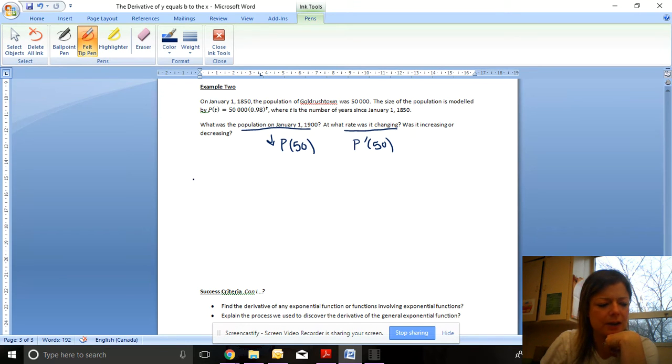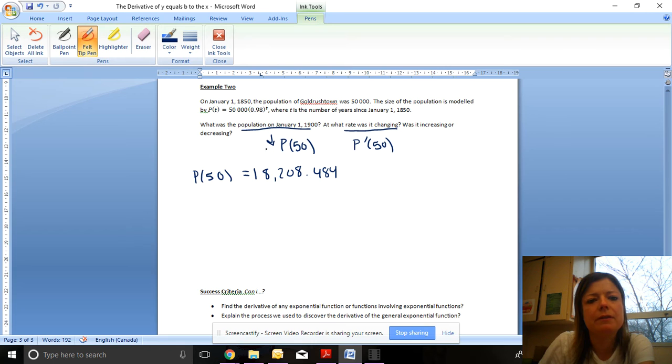Okay, so let's find P of 50. You just put 50 into the function, and you get 18,208.484. Obviously this is a population, so we'll do a sentence later, but we're going to round that to approximately 18,208, since you can't have partial people.